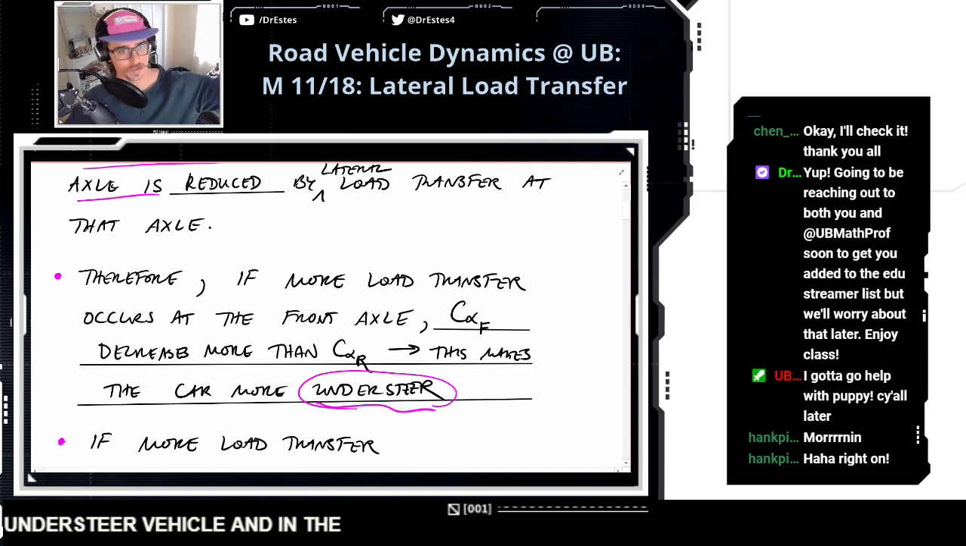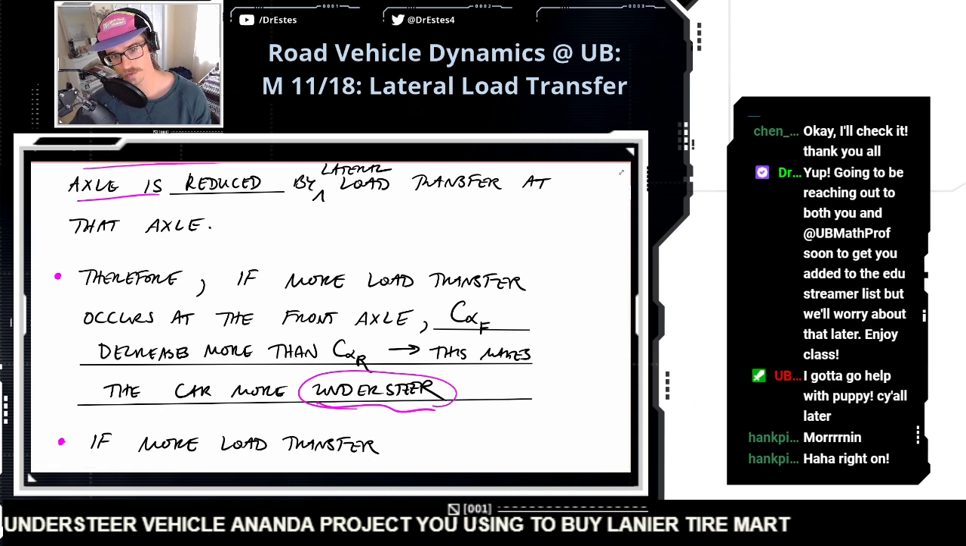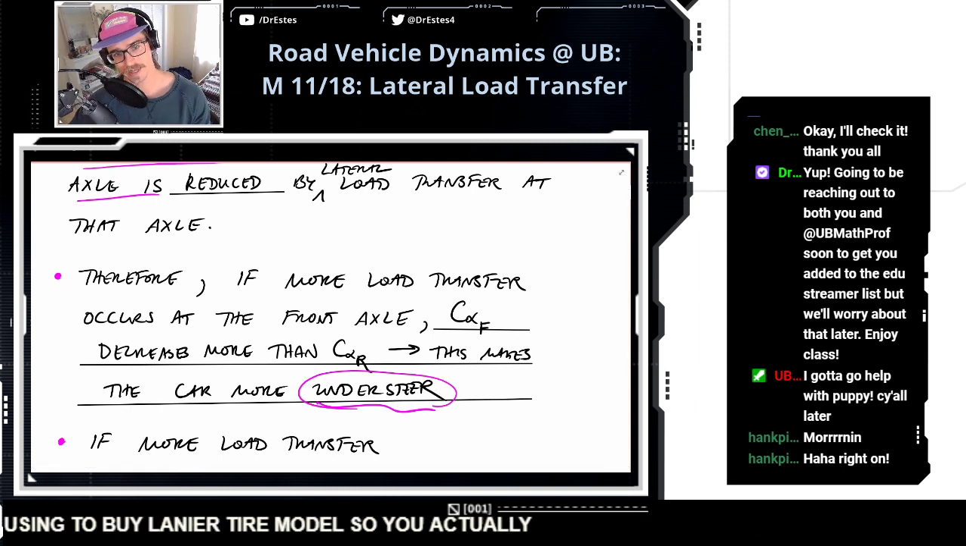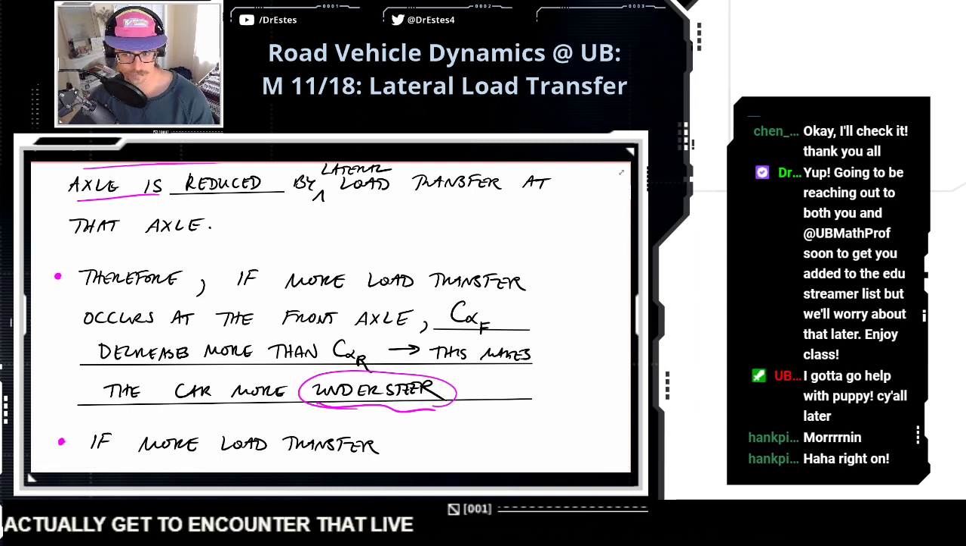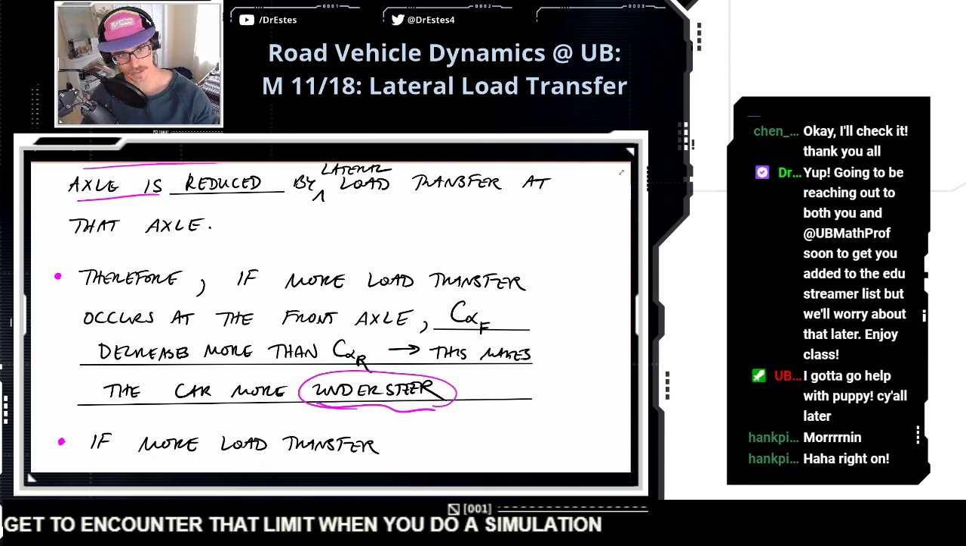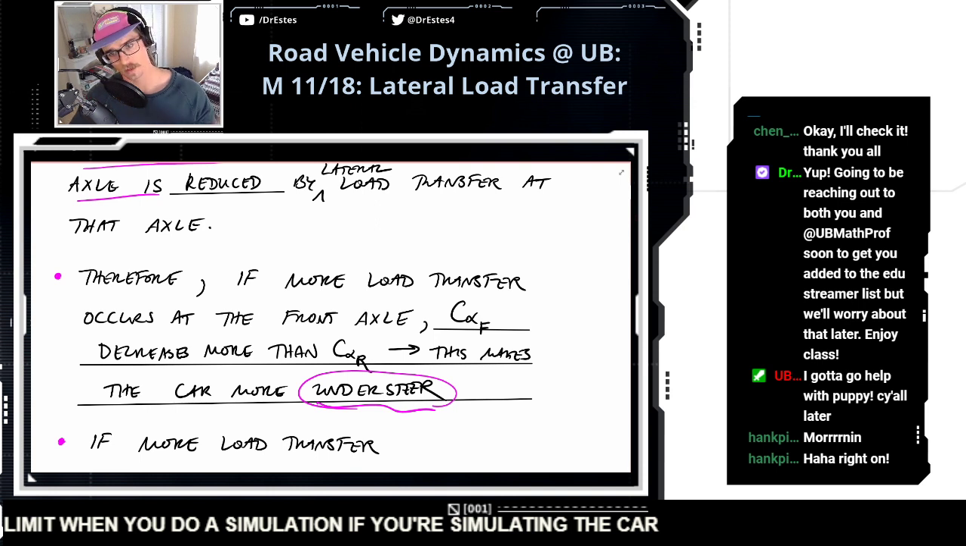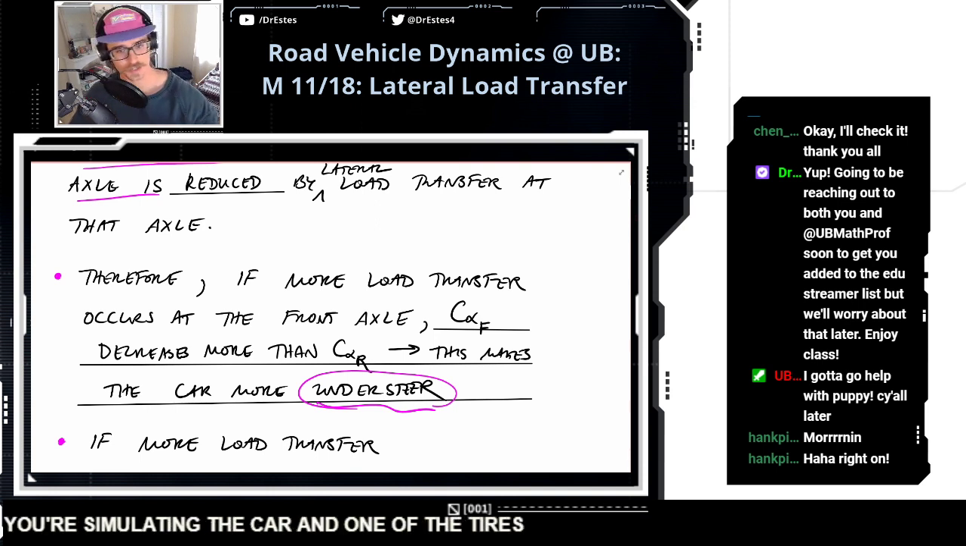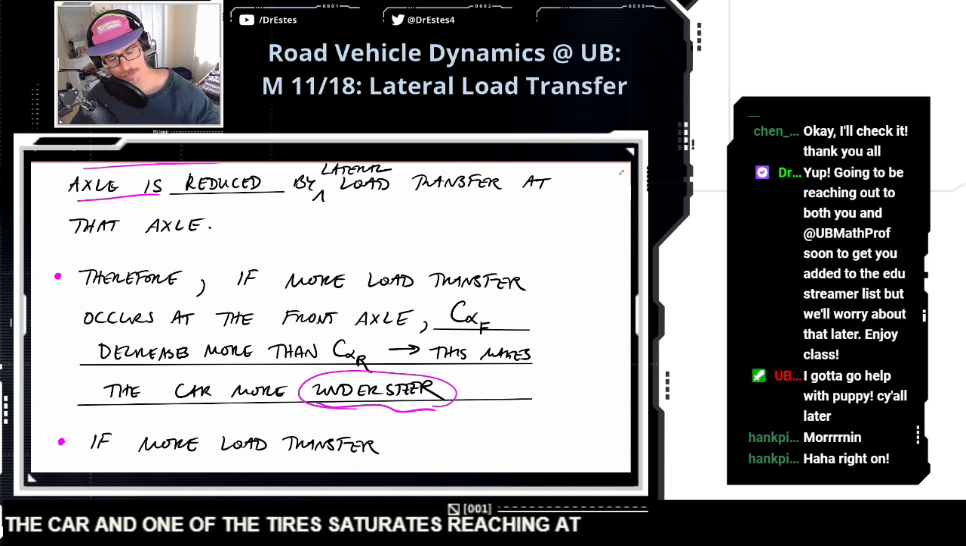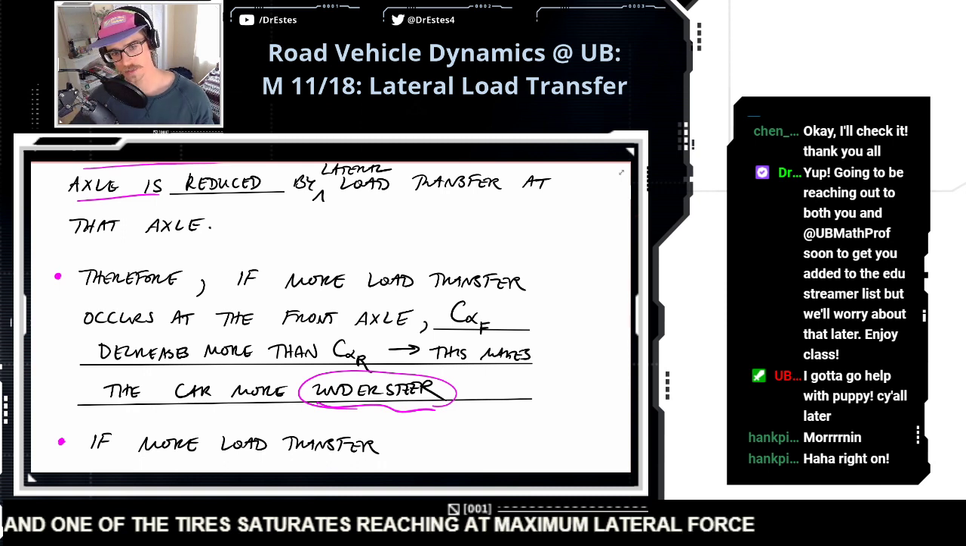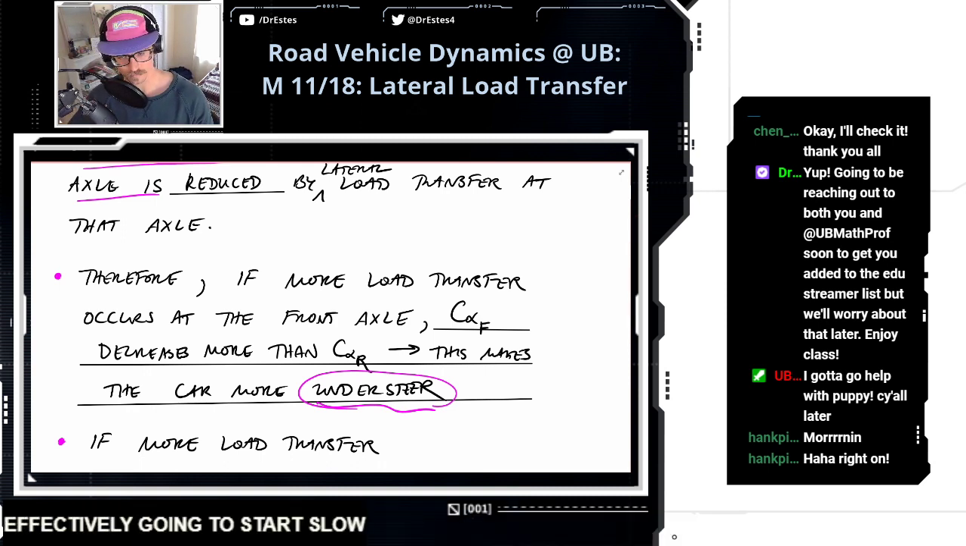And in the project, you're using the bilinear tire model, so you actually get to encounter that limit when you do a simulation. If you're simulating the car and one of the tires saturates, reaching that maximum lateral force, then that tire's effectively going to start sliding. That's what it'll look like.